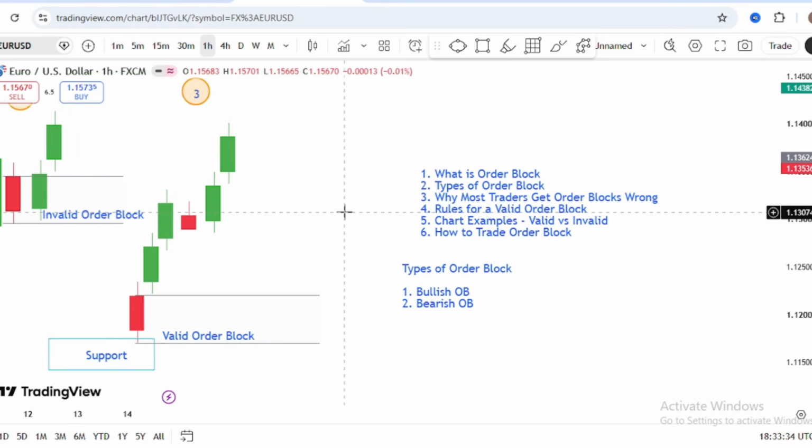What is an order block? An order block is an area where there has been a large concentration of orders waiting to be executed. Types of order block: one, bullish order block, and two, bearish order block. The short form of writing order block is OB. So anywhere you see OB, you know it is order block.